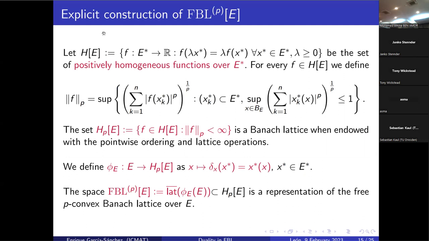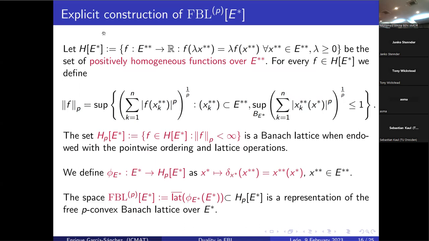So this is just the slide that I mentioned before about the construction of the free p-convex Banach lattice. I'm going to study what happens when we have a dual Banach space instead of a general Banach space. So I'm going to change E by a dual space. This is the same slide, changing E by E star and E star by E double star, etc. And now look that we have here functions defined over a bidual space. And inside every bidual space, we have a canonical copy of our original space, the pre-dual in this case. So what happens if we restrict them?